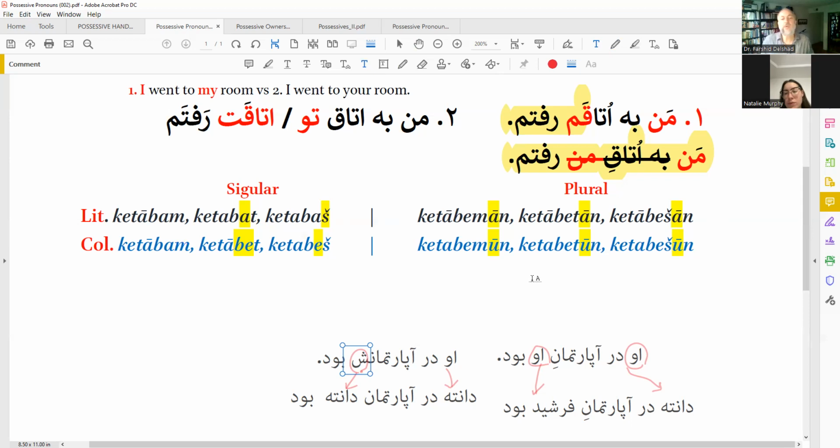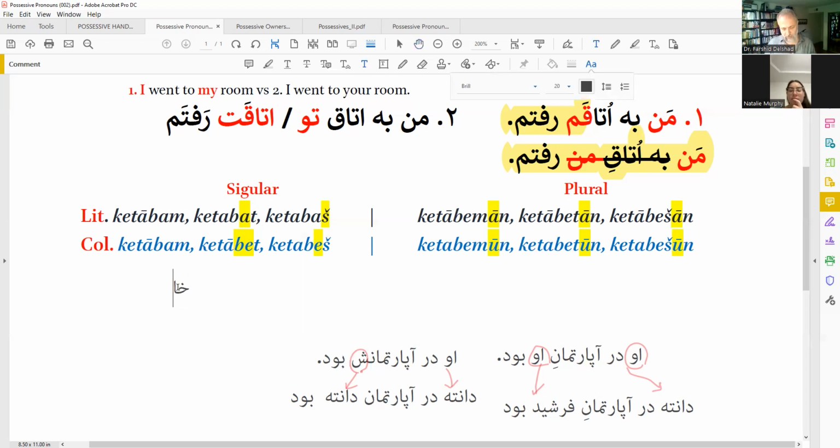Again, you could have any other word. Let's say you have the word appartement. That would be appartemanam, appartemanat, appartemanash, apparteman, appartemanatan, appartemanashan. And then in colloquial form would be appartemanam, appartemanet, appartemanesh, appartemanemun, appartemanetun, and appartemaneshun. Let me just, for the sake of exercise, write some words here.